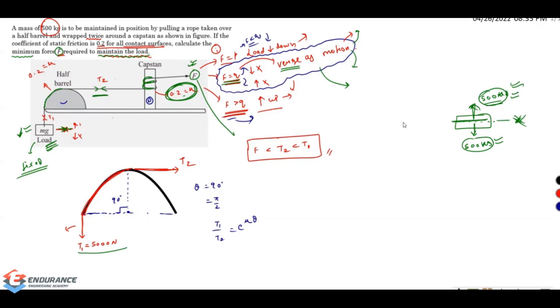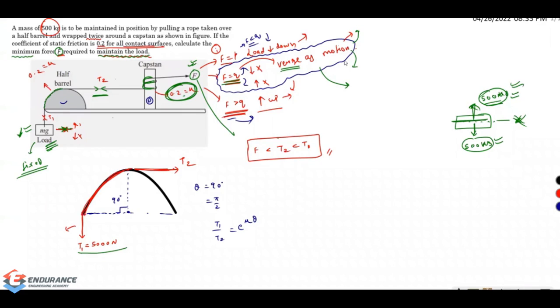Any doubts? Tension, which tension? Actually this T2 and T1. Exactly which point? The point which I said now.